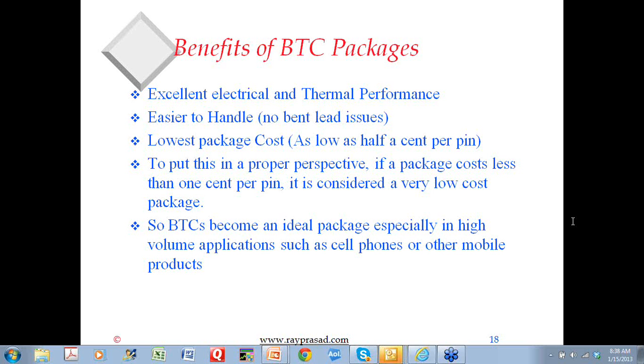Okay, so I will just go ahead and repeat a few things. I think we were on slide 18 around here when we got disconnected. So: excellent thermal performance, excellent electrical performance, very low cost. Like I mentioned, it's the cheapest package money can buy, and that's what makes it an ideal package.